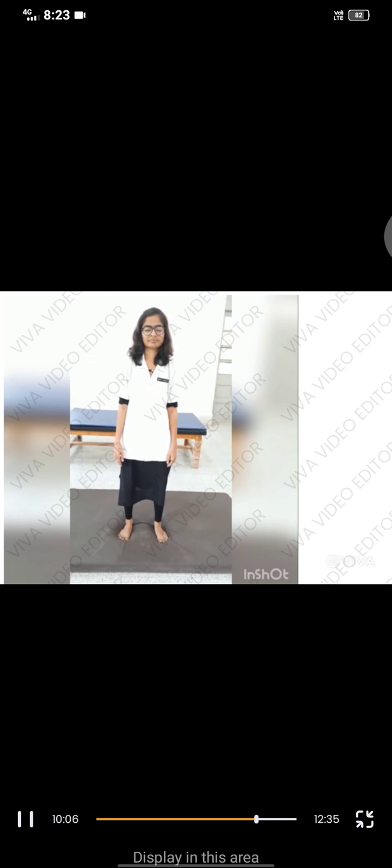Pattern, standing on a soft surface with a wide base of support while both eyes are closed. In this pattern, the subject is asked to stand on a soft surface with both the feet apart from each other while both eyes are closed, and try to maintain a balance.